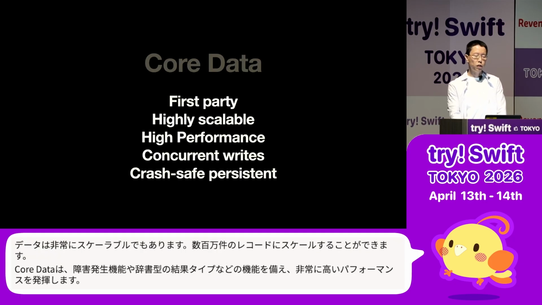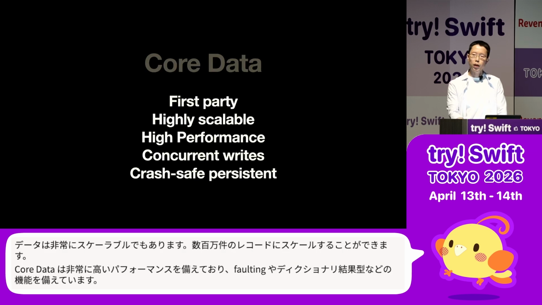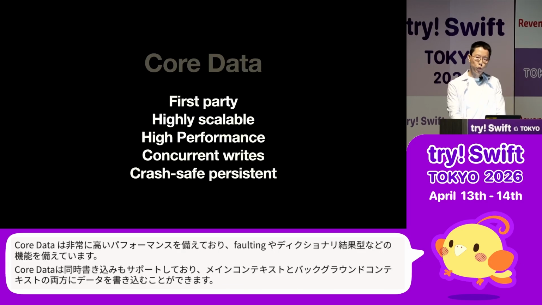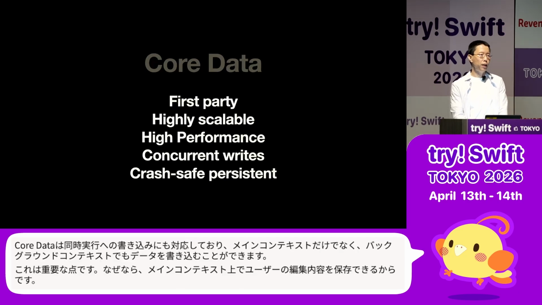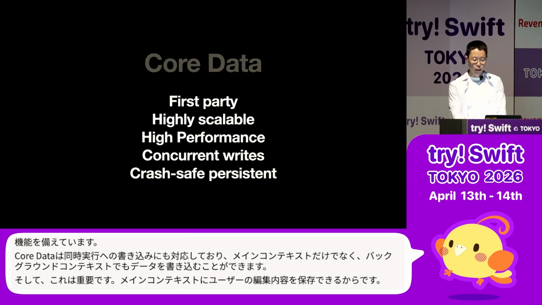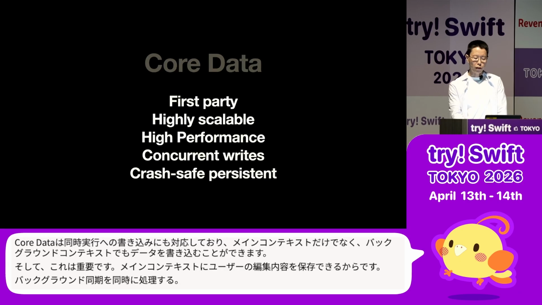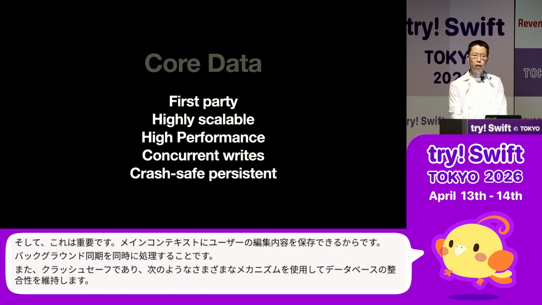Core Data also supports concurrent writes, meaning you can write your data on the main context as well as the background context. And this is important because you can save user edit on the main context while handling background sync at the same time. Core Data is also crash safe and preserves database integrity using various mechanisms such as write-ahead logging.